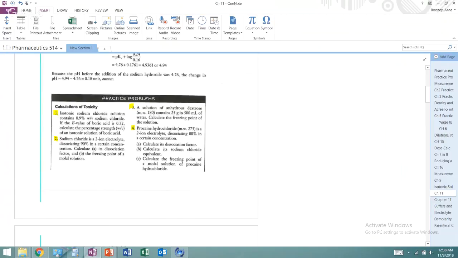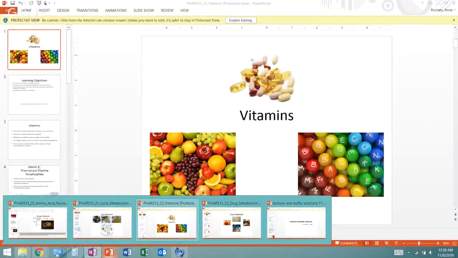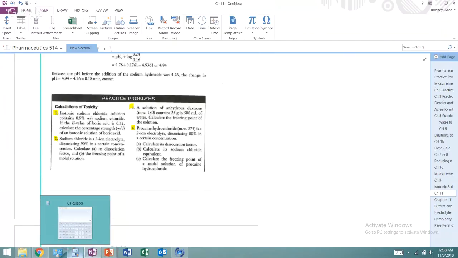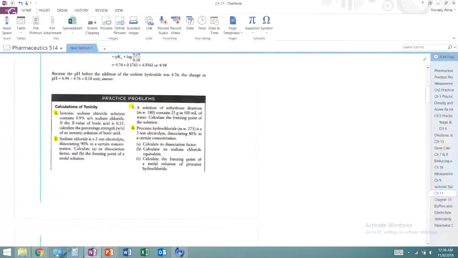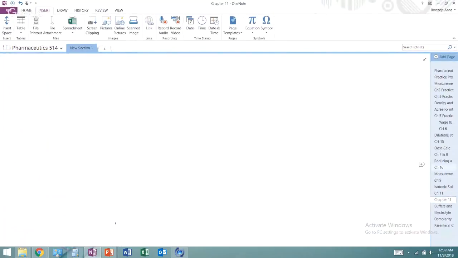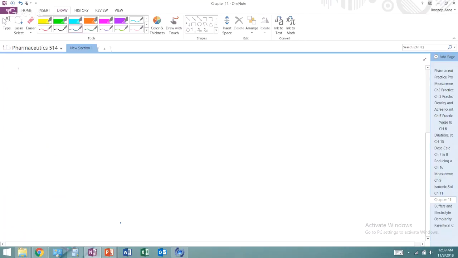So molal means like 1 molar. That is the first thing that most people do not know when they're referring to molal, and how that deals with your freezing point and stuff. So first thing is, let's do 2A.